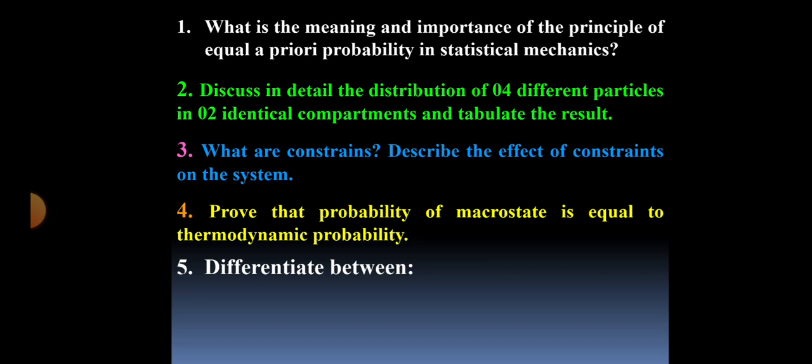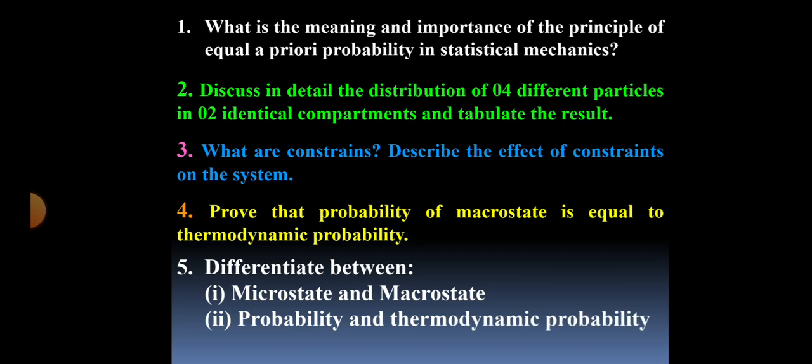Question number 5, differentiate between. This is very basic and asked in your exam. Differentiate between microstate and macrostate. Number 2, probability and thermodynamic probability. Number 3, accessible and non-accessible states.